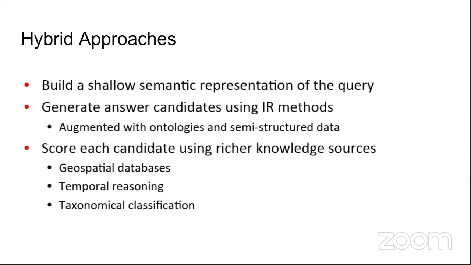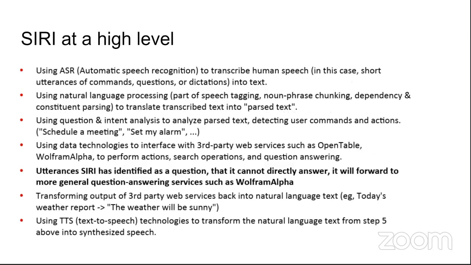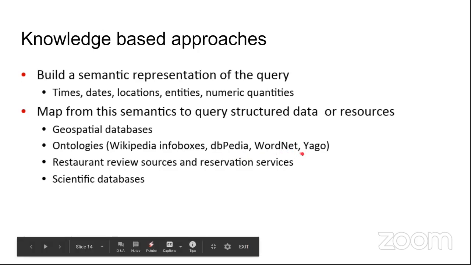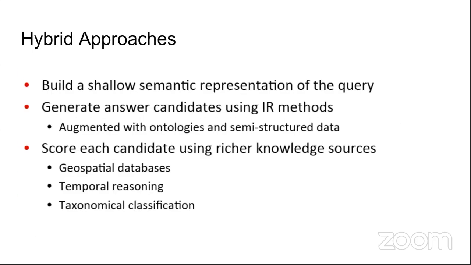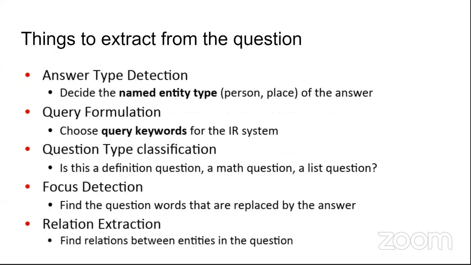The hybrid approach is, however, they build a shallow semantic representation of the query. They generate multiple answer candidates using the IR methods from the indexed documents. And then they augment those answers with ontologies and semi-structured data like Wikipedia or WordNet. They score each candidate using the knowledge graphs that we discussed here: Wikipedia, DBpedia, WordNet, Yago, or ConceptNet, or VerbNet, there are so many knowledge graphs out there. Once they have multiple answers, they rank those answers using the knowledge graphs, and whatever top-ranked answers they have, they present to you.